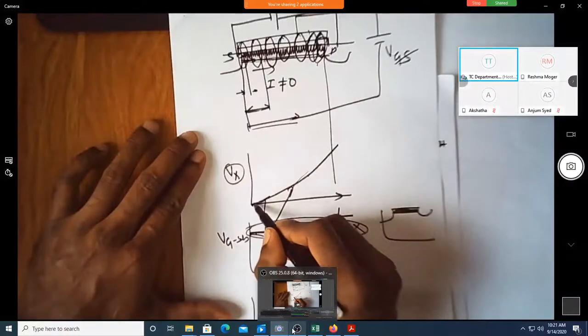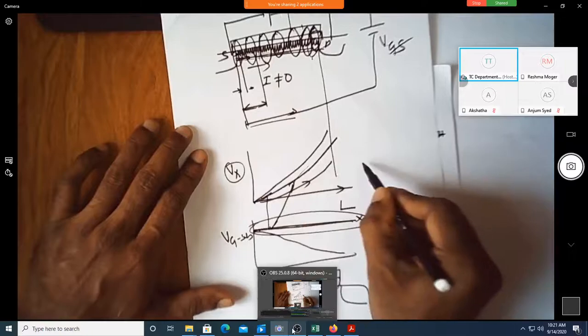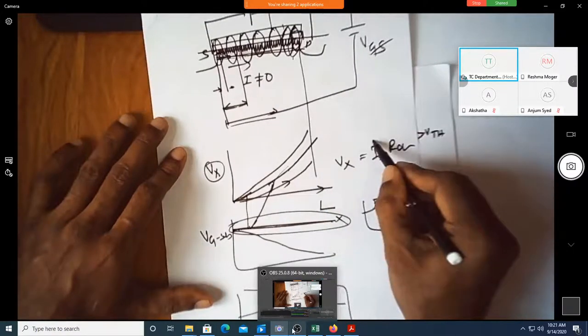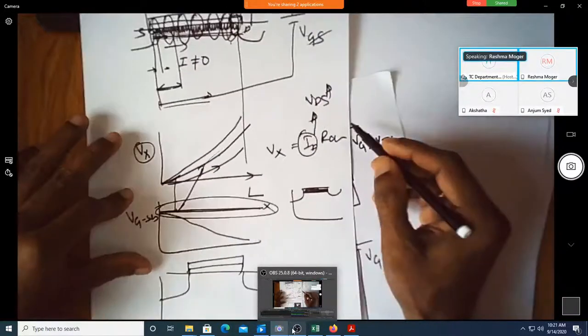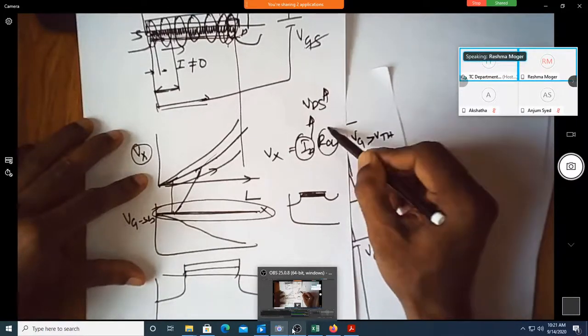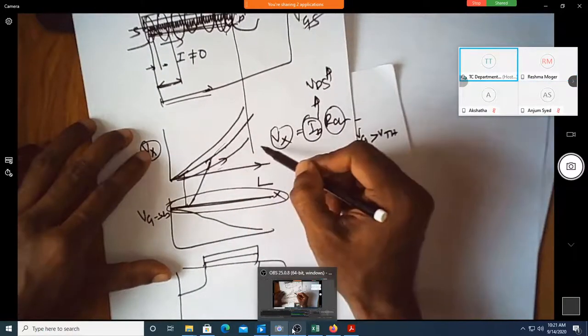Suppose you increase the potential of VDS, does this voltage keep on increasing like this? So why does this Vx increase? Since Vx is ID times some R channel, does your ID increase as your VDS increases? Because of constant channel resistance, this Vx will keep on increasing as you increase your VDS.